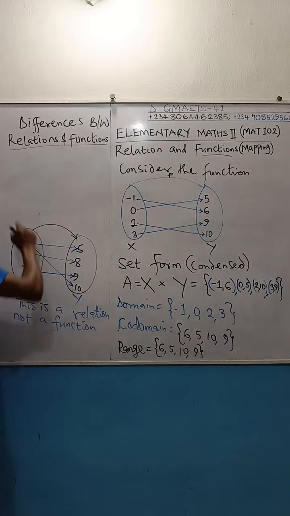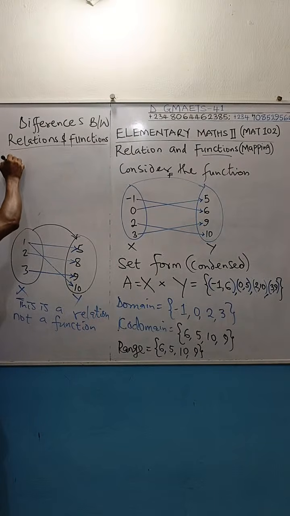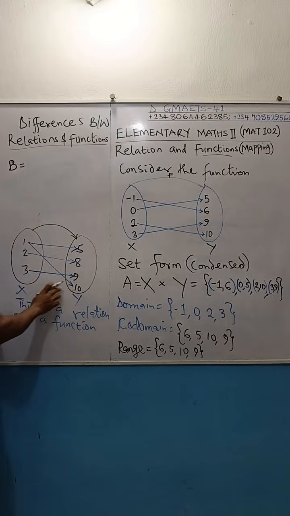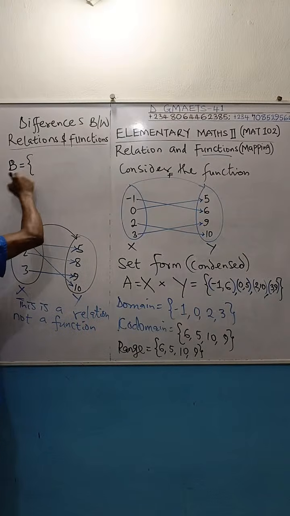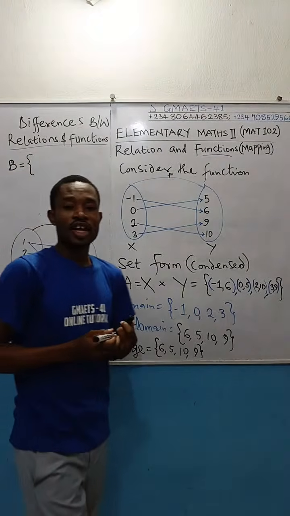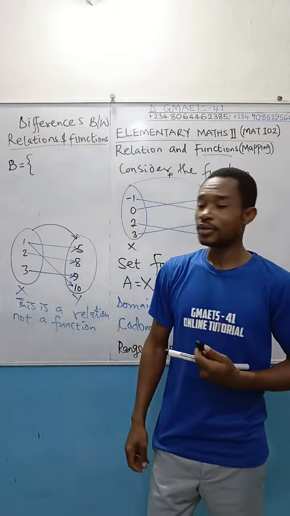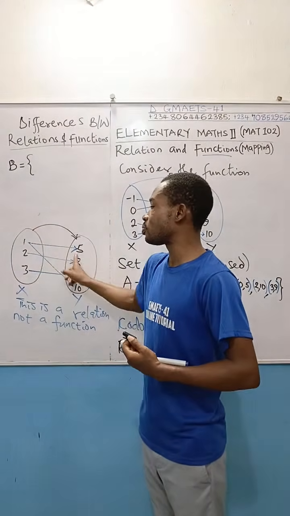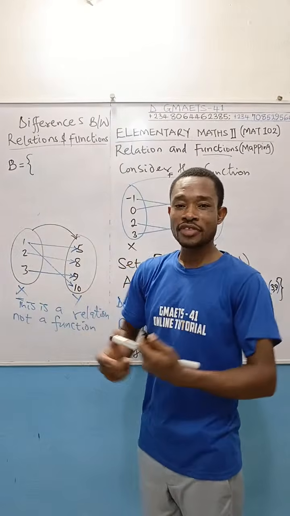So I want to condense this one here. Let's call it set B. If you want to write X cross Y, the choice is yours. So this is the relation. We are calling it set B. All I have to do is to pick these pairs in coordinate form.